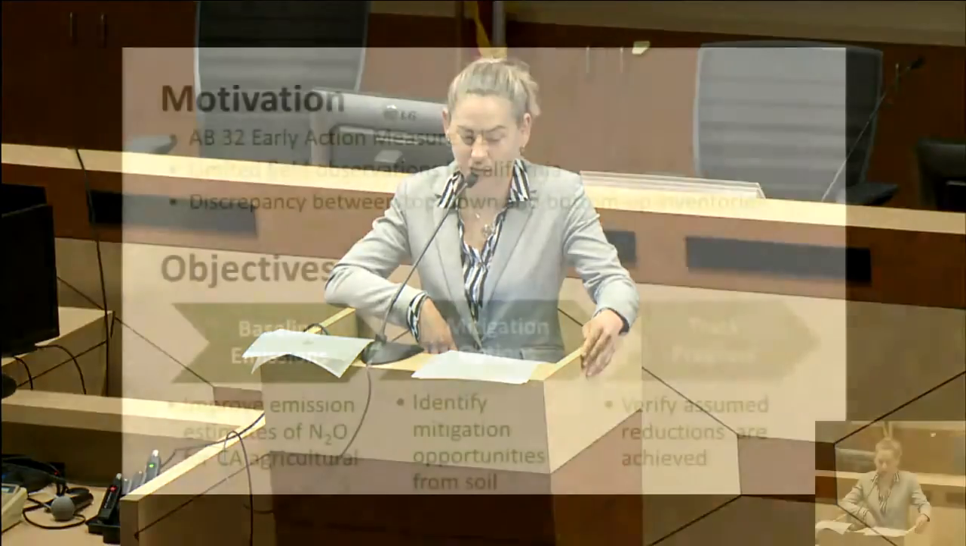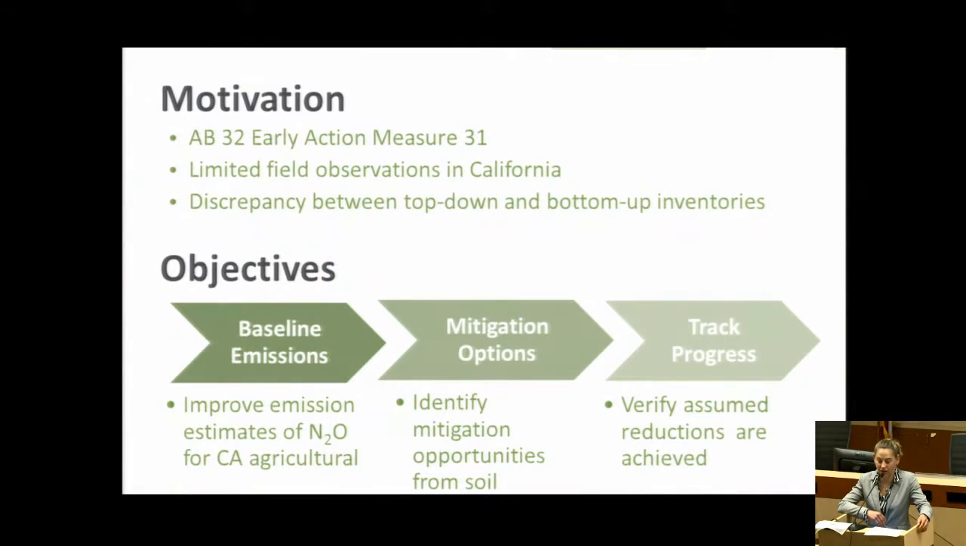So I'm just including these diagrams to illustrate the difficulty in modeling N2O emissions. And so the motivation behind the N2O research that we started in 2008 was driven by AB 32 and the state's goals to reduce greenhouse gas emissions. And then one of the early actions identified in the initial scoping plan was to conduct collaborative research to understand how to reduce greenhouse gas emissions from nitrogen land application.